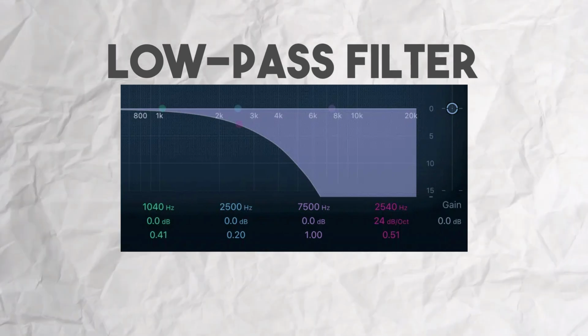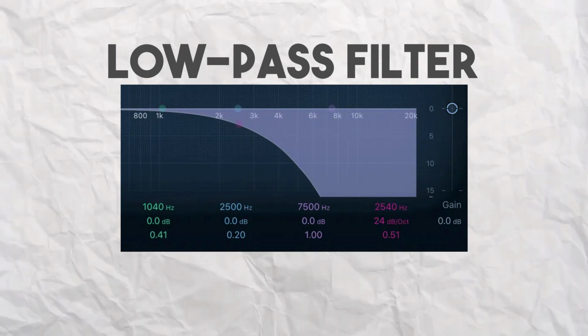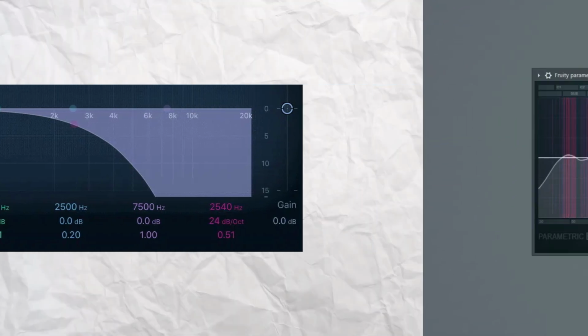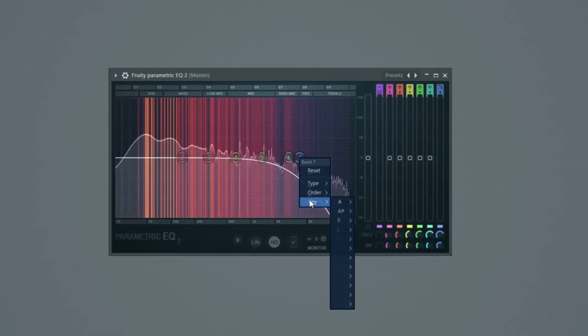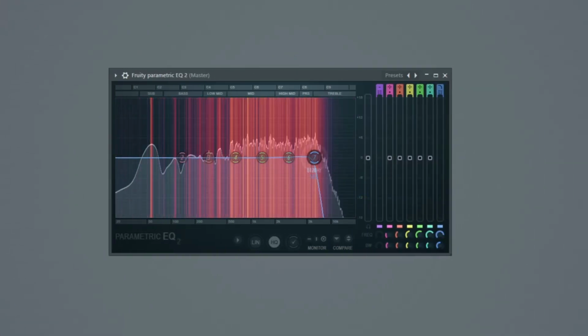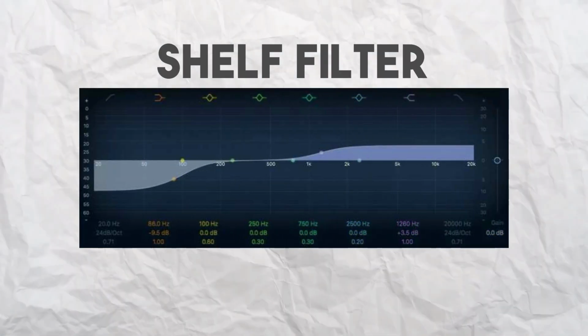It removes everything above a selected frequency, allowing only lower frequencies to pass. You may use it to reduce high-end harshness or cut noise from instruments like synth and drum overheads. Shelf filters give broad control over frequency ranges.